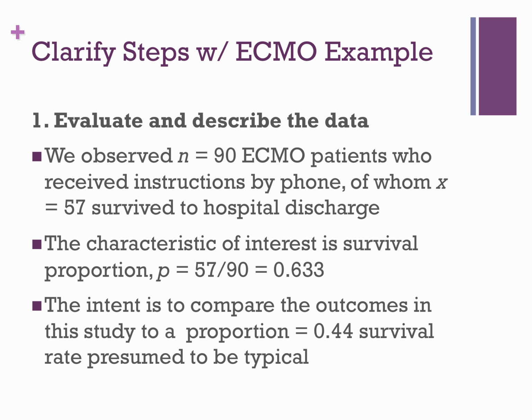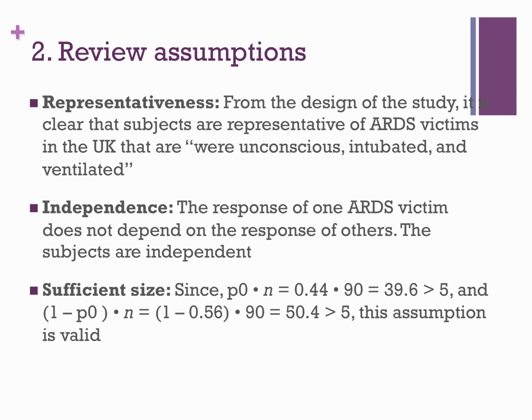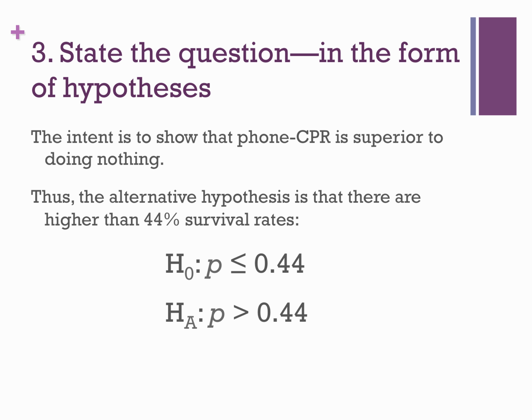We can then go back through our steps with the ECMO example. Step 1, we've already seen. We've evaluated and described the data. Step 2, we've already looked at representativeness, independence, and sample size. All of those assumptions are met. We can therefore proceed. Step 3, our question has not changed. So our null hypothesis is that the proportion of ARD survival is less than or equal to 0.44. Our alternative is that the proportion is greater than 0.44.